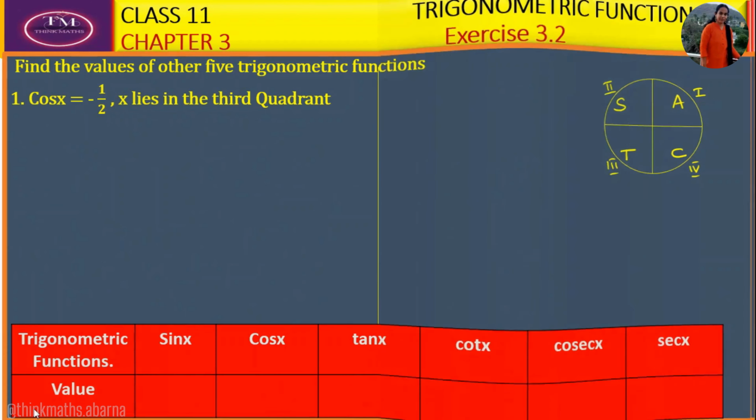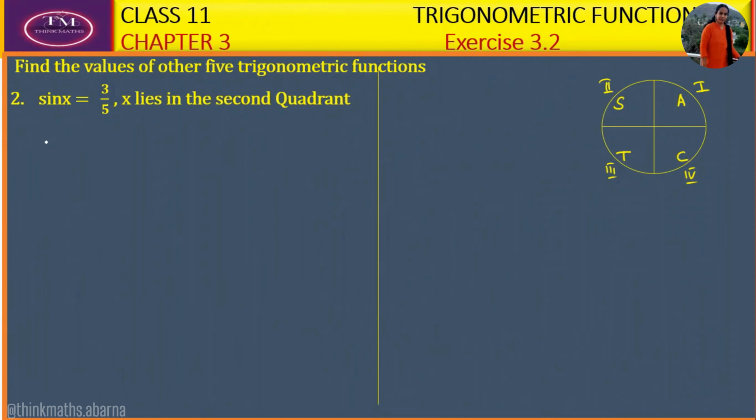Yes. The second one is also the same type. Here, what is given? Sin x is 3 by 5. X lies in the second quadrant. In the second quadrant, sin x and cosecant x are positive. So now our procedure is we will find cos x and tan x. Let me start the solution.